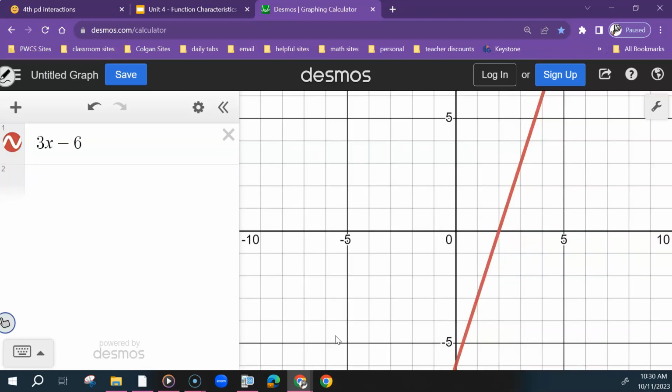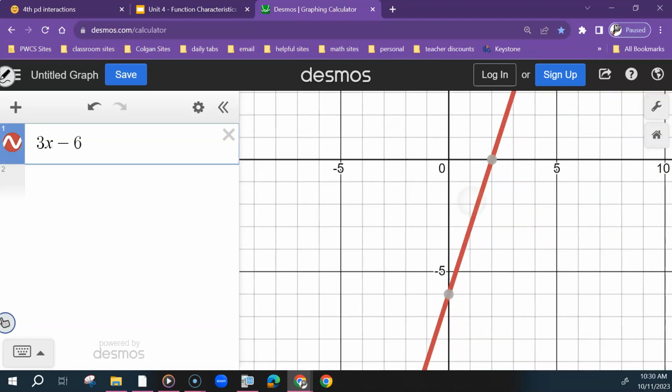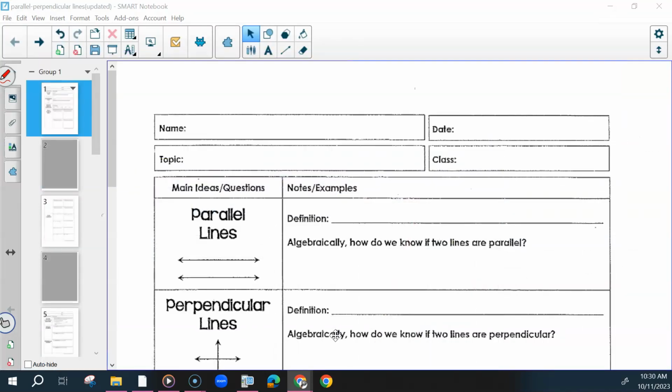If I look at the graph, I can see that it crosses at 2 and negative 6. That would have also let me know for certain those are my x and y intercepts. You could have put that in your calculator, all of those things. So, quick reminder of how intercepts work.